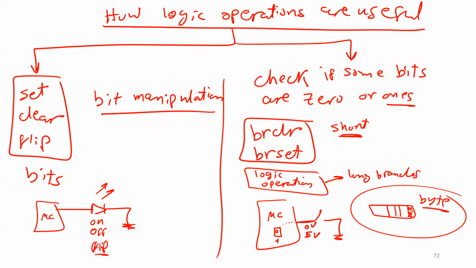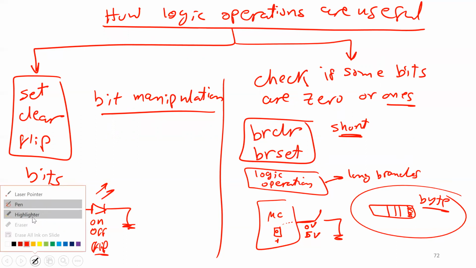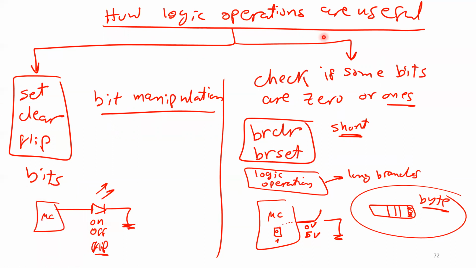Someone can tell me, but we already did that. Yes, we already did that using branch if clear and branch if set, if you remember. Branch if clear and branch if set can be used to check some bits, if they are 1s or 0s. However, what I'm gonna do right now is explain it in a different way. Yes, if you want to check some bits, you can use branch if clear, branch if set, or you can use logic operations. To be more specific, we can use AND, as you will see later, logic AND.